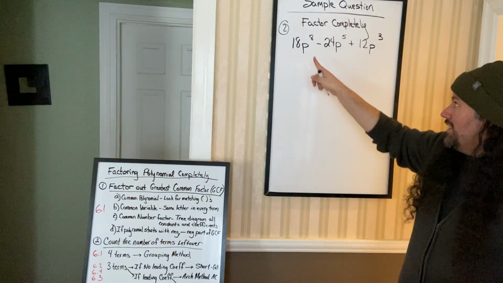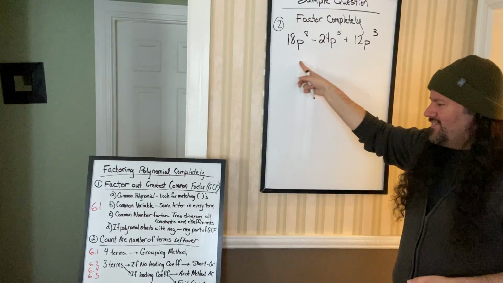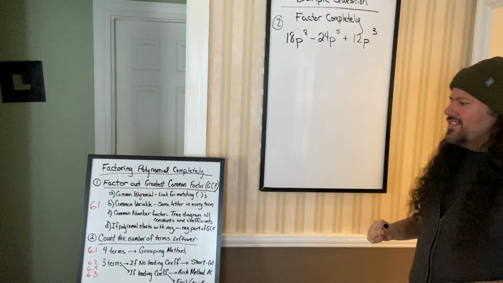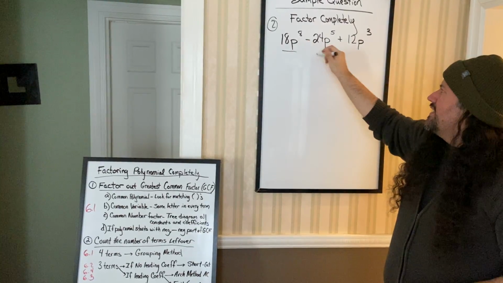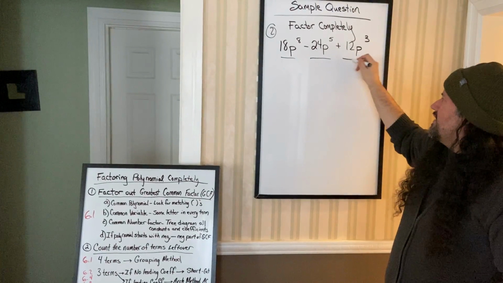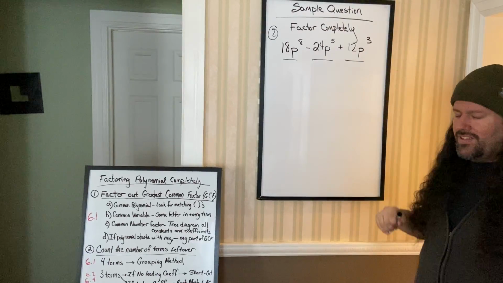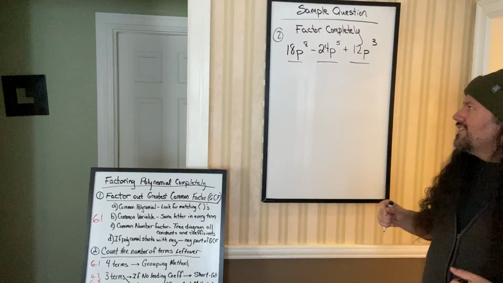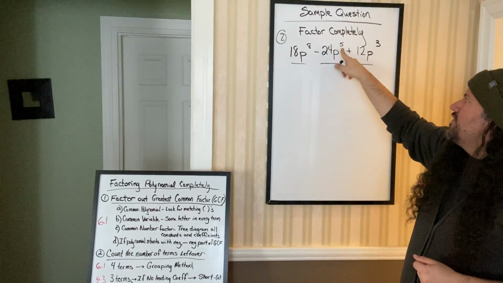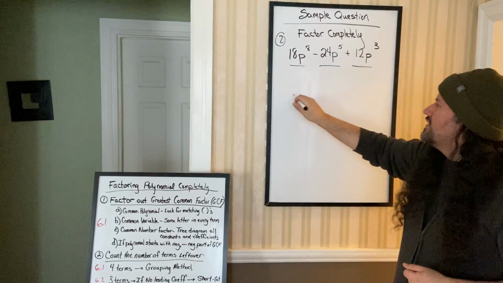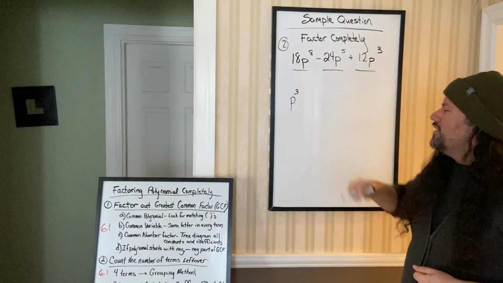So A, do we have any matching set of parentheses? No. B, do we have the same letter in every term? This is term 1, this is term 2, this is term 3. Ooh, they all have the letter P. When they all have the same letter, we told you want to grab the smallest exponent. So 8 versus 5 versus 3. So we know we have a GCF for P, and we know it's going to be P cubed.